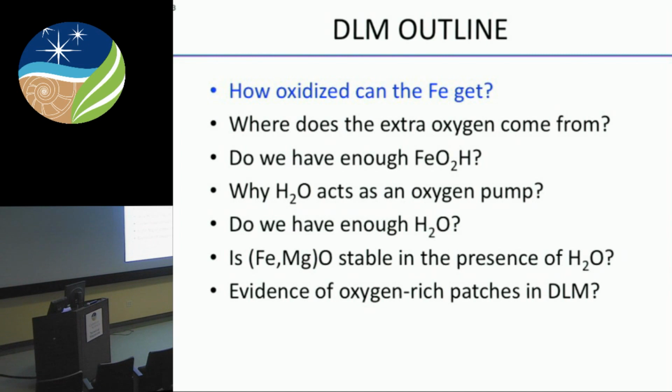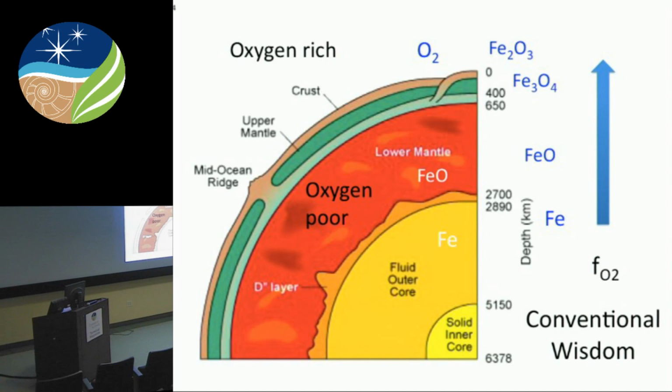So if you're going to revise the whole view, let's start with the three simplest, most important principal elements. So the first question: how oxidized can iron get in the lower mantle? And the conventional wisdom, and it's a very logical conclusion, is, okay, this is metallic iron. There's some free oxygen in the air. So there must be a gradation from very reduced to very oxidized, going from pure metallic iron to iron oxide, and magnetite, hematite, and so on. Okay, so that's the view of fO2.